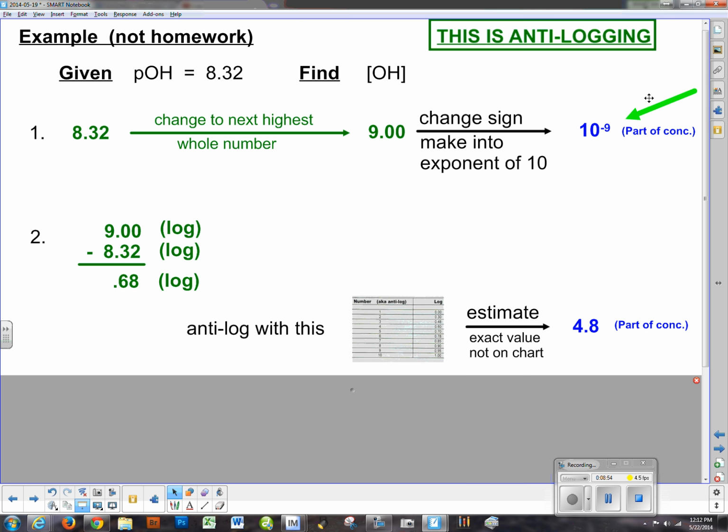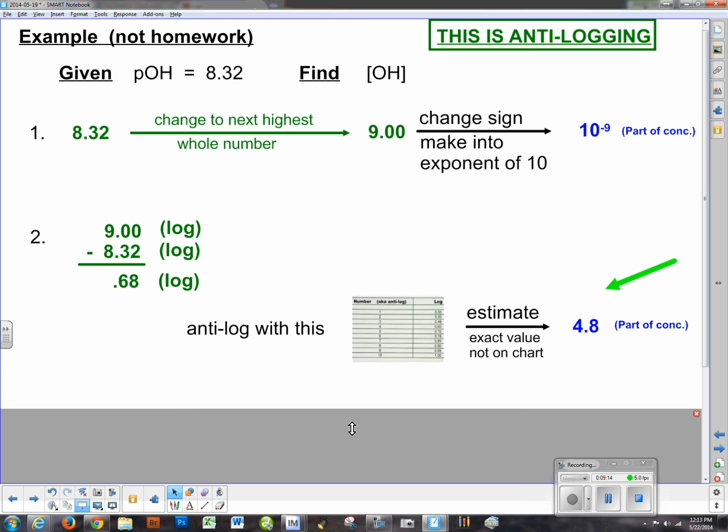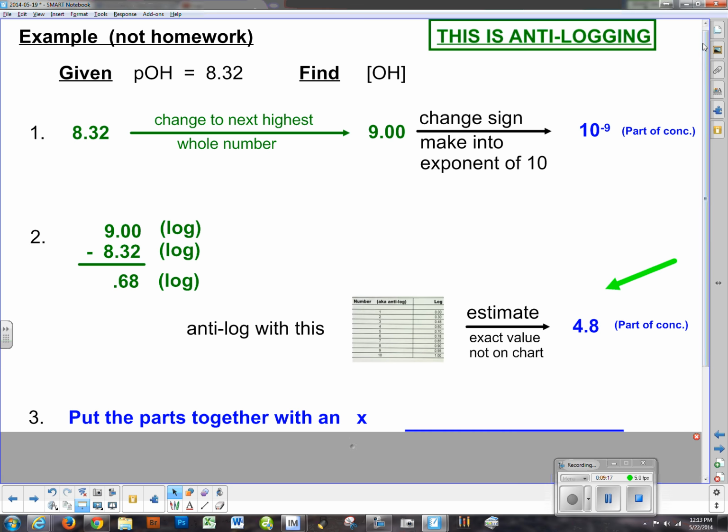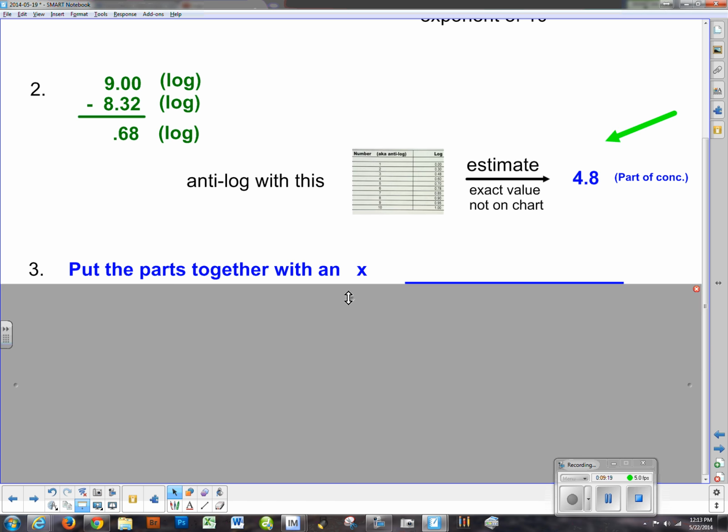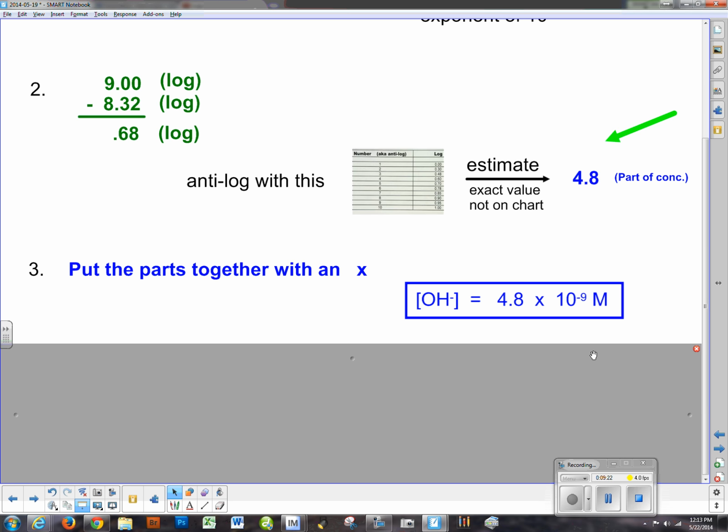Now you see I kept this in blue. This is part of the concentration, and this is the other part of the concentration. And you'll notice that getting this number was the reverse of the way that we went before when we were doing the minus log. Now we're doing the minus anti-log. So we put the numbers together with a times in between, and that will give us our proper concentration, which is going to be the hydroxide ion concentration is equal to 4.8 times 10 to the minus 9.